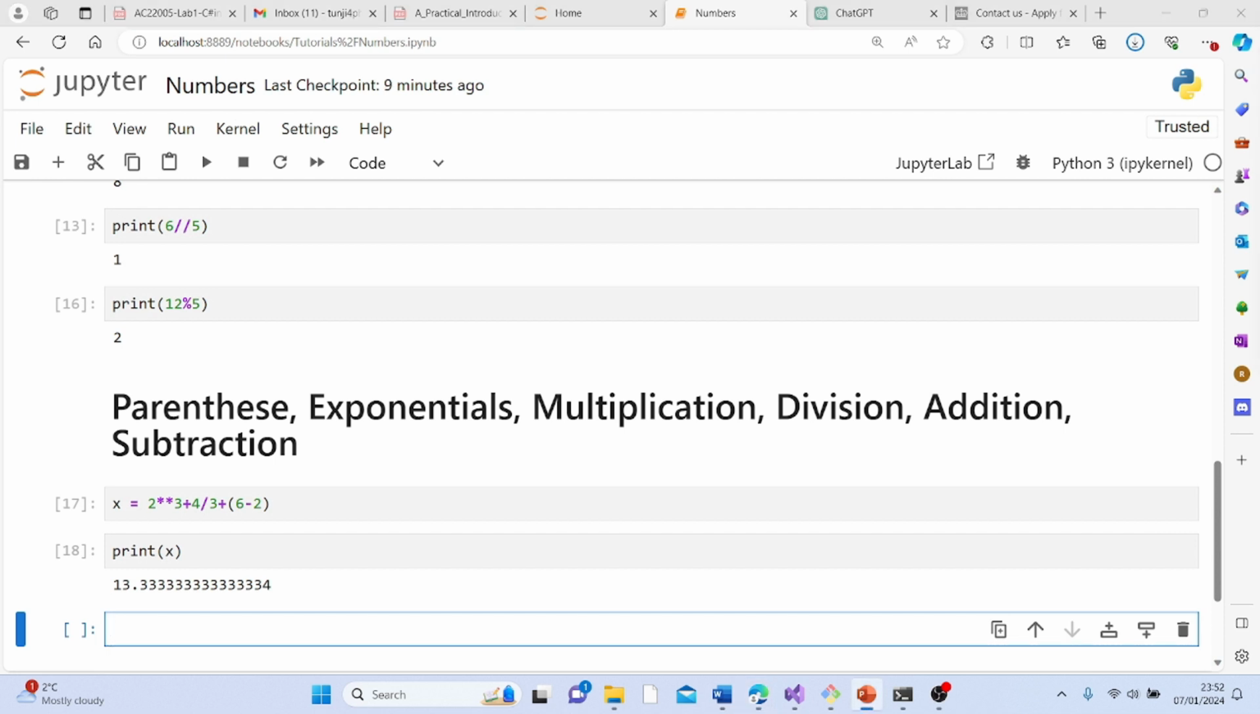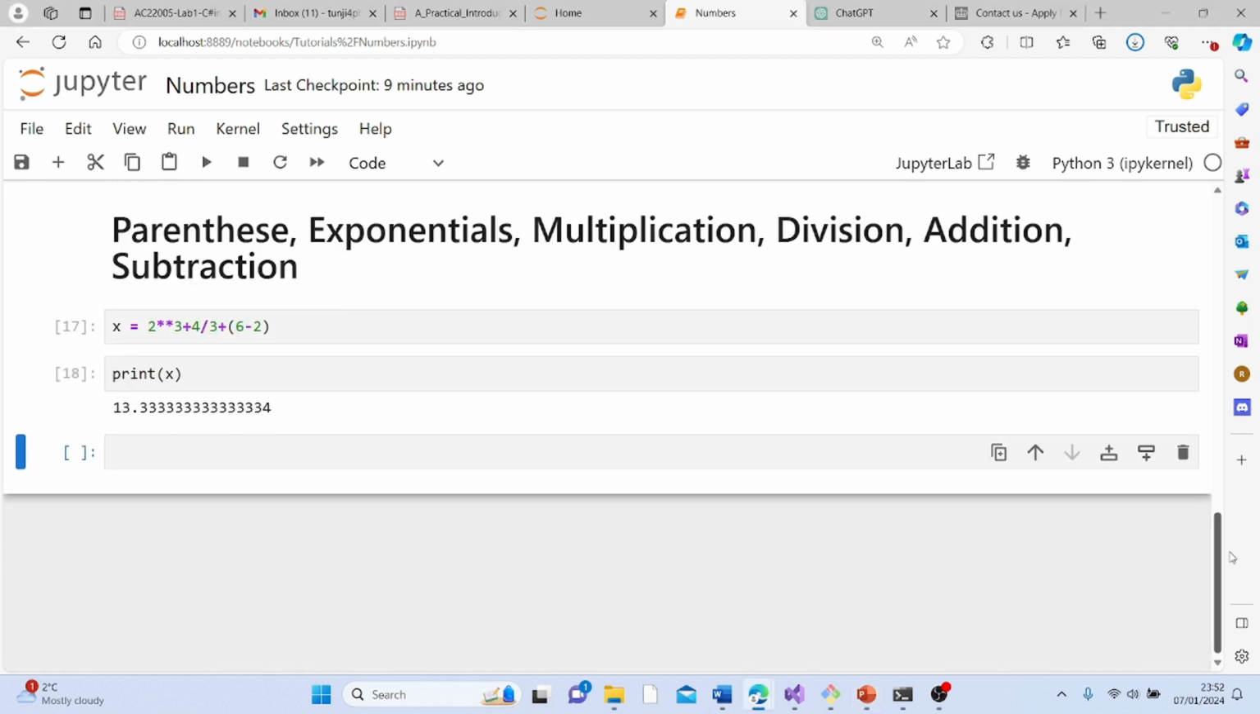You can use that PEMDAS mnemonic to remember which one comes first. One other thing I want us to discuss in terms of numbers is, in your program, if you want to write a game program, you will want to include some kind of randomness in your game. Python has provided for us a module that can give us random numbers.